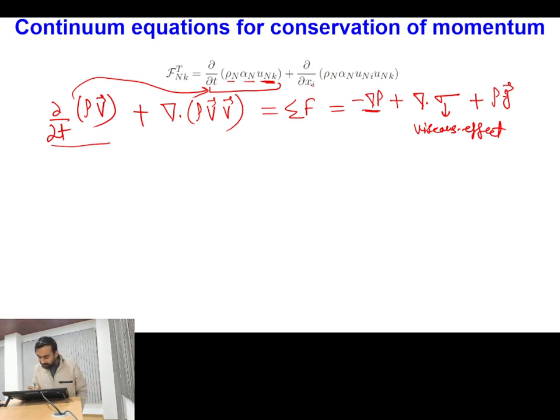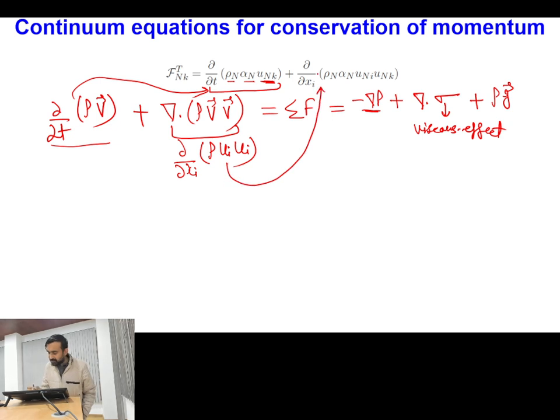Then the second term, I can also write it like this, del by del xi of rho into ui uj, in tensor notation. So in tensor notation the equivalence is del by del xi, and in place of rho it will now be rho n, and of course because we are referring to only the alpha n fraction, it is multiplied with alpha n, and then u n i and u n k. Now what is the difference between u n i and u n k? Can you tell me?